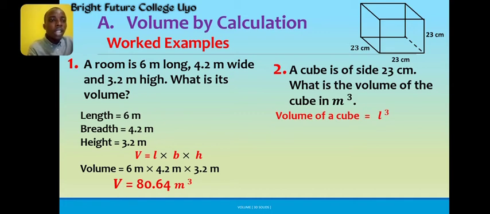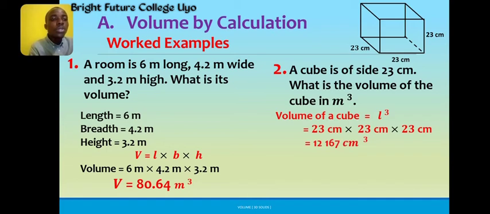Now let's calculate the volume first. The volume of the cube is L cube. You should be familiar with it now. L cube means L times L times L. 23 times 23 times 23. And when you compute that, it will be 12,167 centimeter cube. Don't be funny by just taking away this C. No. You must do the conversion to get it to meter cube. Now, what's the conversion factor? 1 meter cube is 1 million centimeter cube.